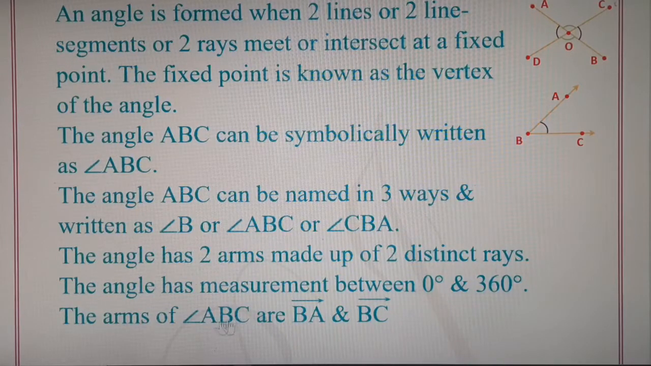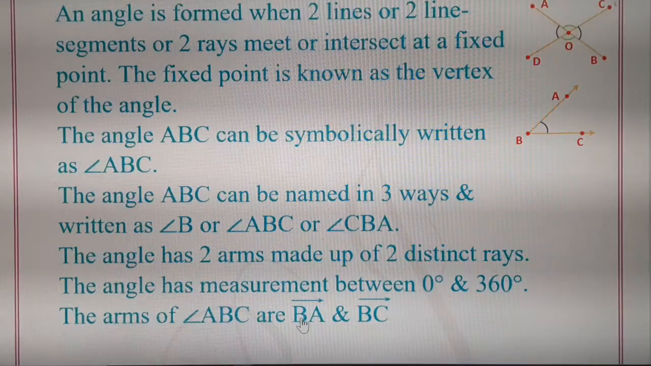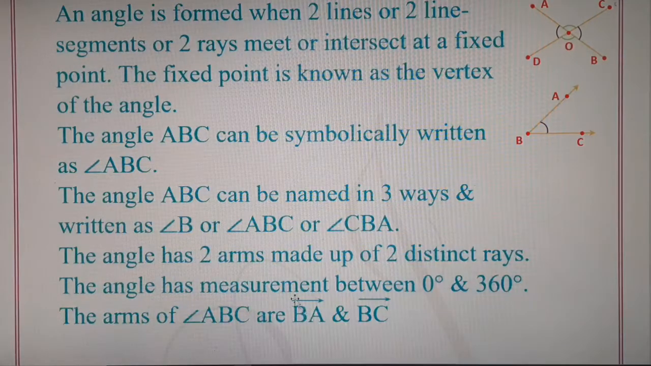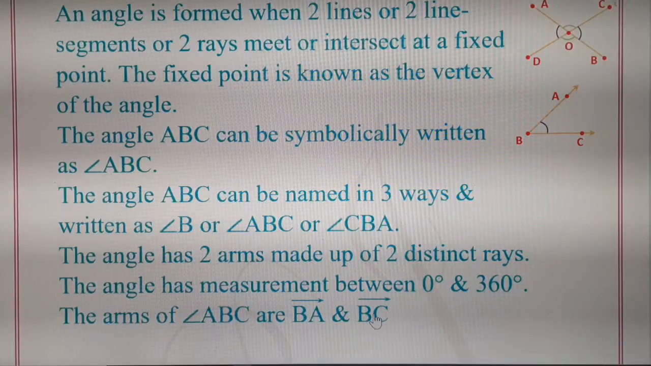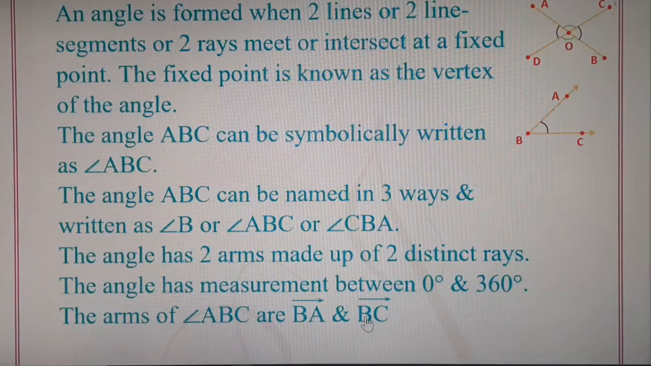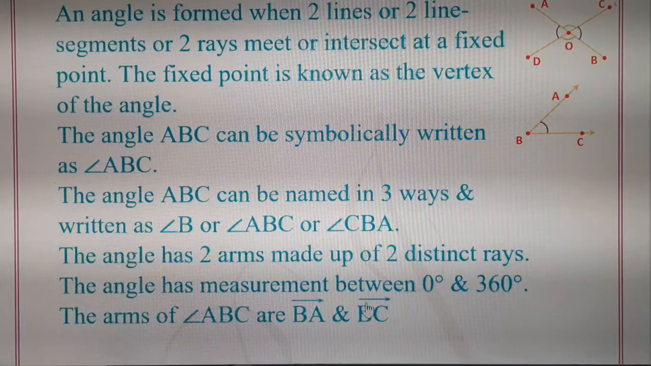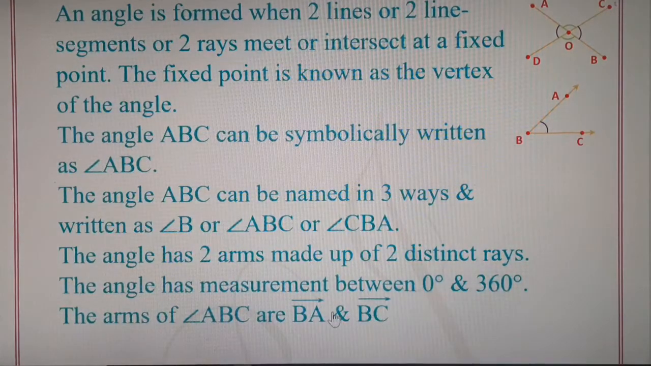The middle alphabet will be the vertex of the angle, and the starting point of the ray will be the vertex of the angle. So the ray will have the starting point as B, so we have to name it as ray BA, and in the second arm also the starting point will be point B, which is the vertex of the angle, and it will be named as ray BC. Ray BA and ray BC.